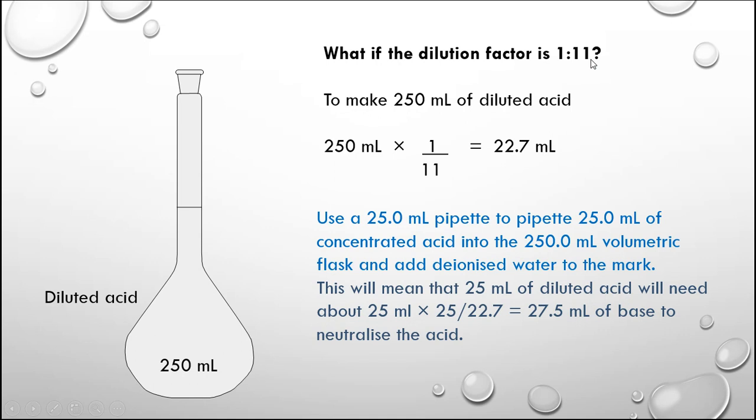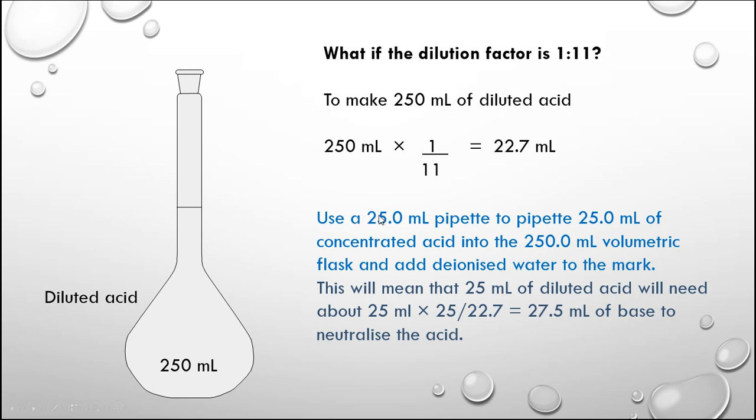So, last example: what happens if I need 11 milliliters of base to neutralize my 1 milliliter of acid? Again, 250 divided by 11 is 22.7. So I have 2 options. Both are fine. I can take a 25 milliliter pipette. 25 is nice because 25 is 1/10 of 250, so it's very easy to correlate back again. It's just a factor of 10.